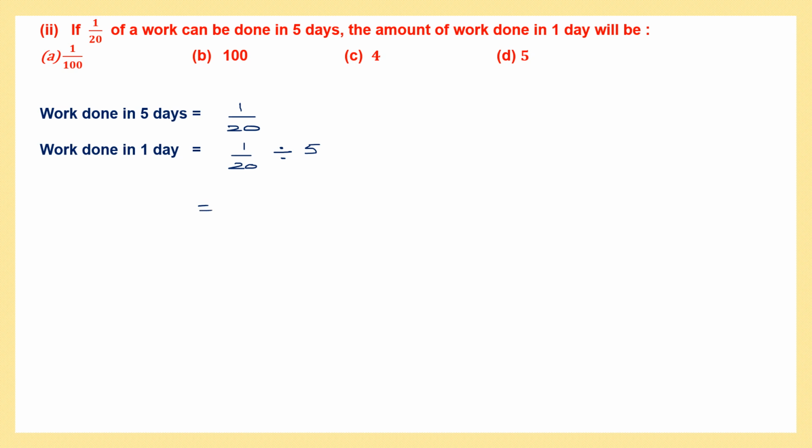So let's work this out. This is 1 by 20 into, now this we make it 5 by 1. So now when you write the reciprocal, it becomes 1 by 5. Now let's multiply the numerators. 1 into 1 is 1, 20 into 5 is 100. So the work done in 1 day is 1 by 100. So this is our answer, option A, 1 by 100.